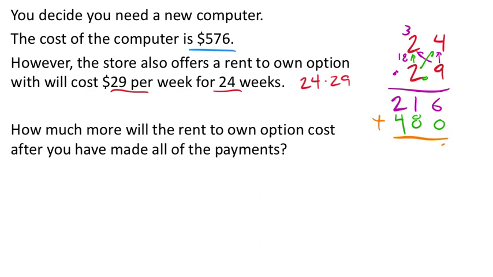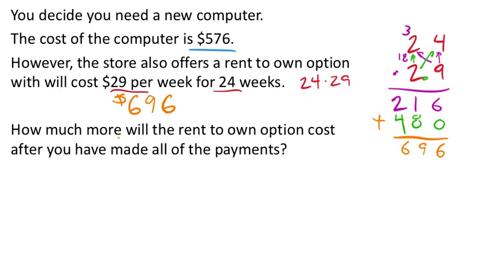So 6 plus 0 is 6. 1 plus 8 is 9. 2 plus 4 is 6. So after 24 weeks, you would have owned the computer for $696. Now that's not our answer, but at least it tells us how much it would have cost to have rented the computer. So to figure out how much more the rent-to-own option costs after you've made all the payments, well, we know it's bigger.